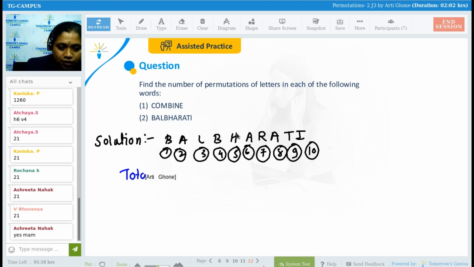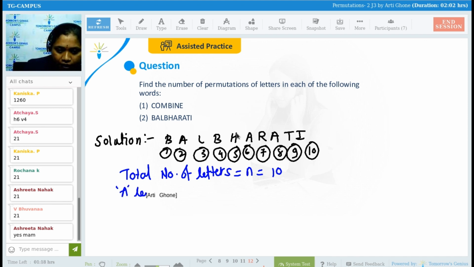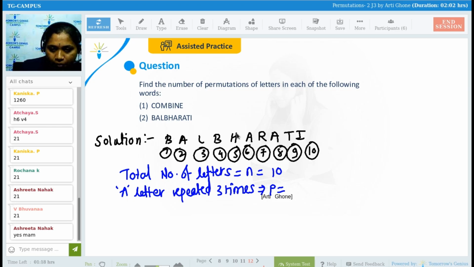Total number of letters is equal to n is equal to 10. Clear? So which one is first repeating? A letter repeated how many times? 1, 2, 3. 3 times. So for A letter we are placing the P unit. So implies that P is equal to 3. Clear? Then next one.